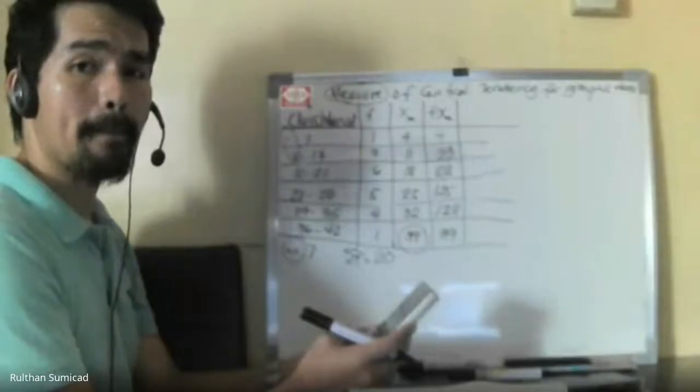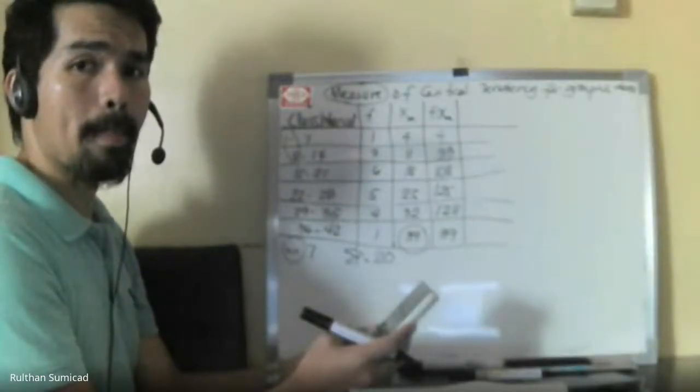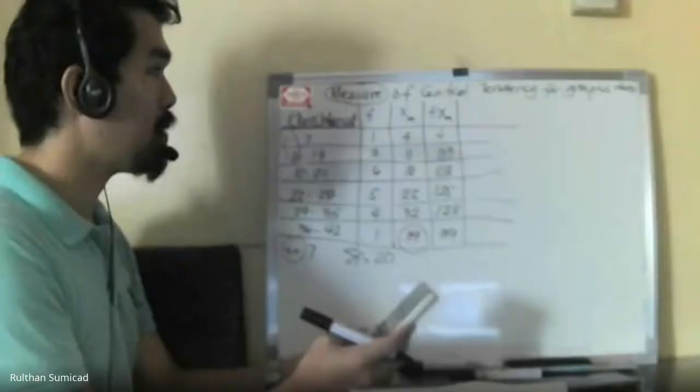Which one? Can you read the numbers, sir, so we can write them on our paper? Which number are you looking for? The class interval, sir, up to F, then XM and FXM. Okay na siya, sir.